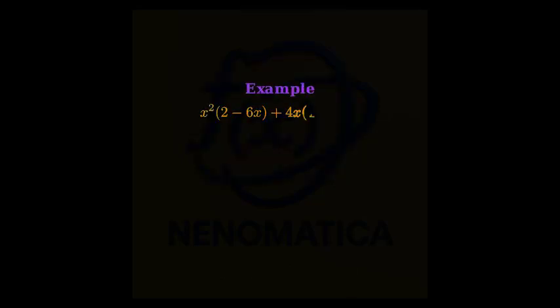Let's start with our example. We need to factor the expression x squared times the quantity 2 minus 6x plus 4x times the quantity 4 minus 12x. Let's first take a closer look at the second term. In the expression 4x times the quantity 4 minus 12x, we can rewrite this in a way that reveals a common binomial with the first term.